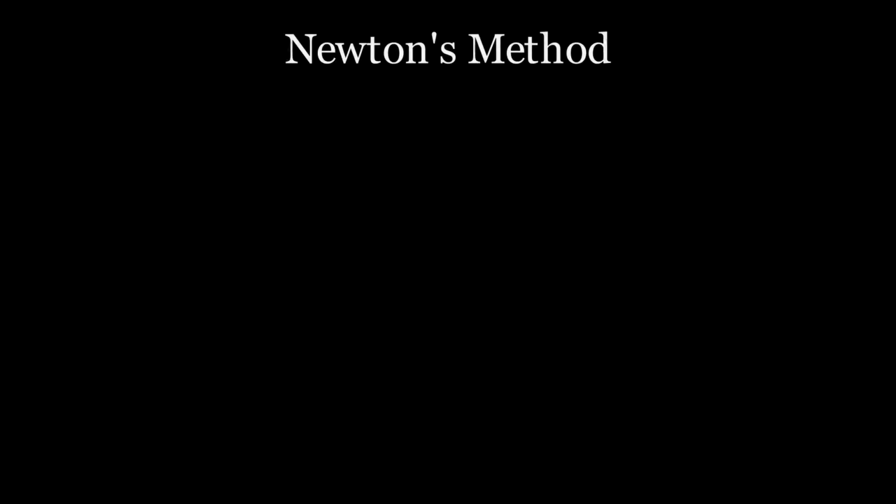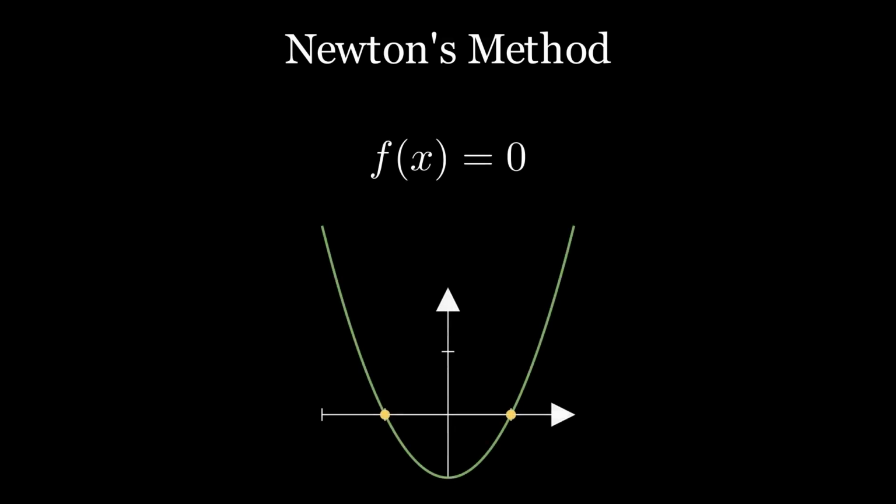Newton's method is not covered on the AP exam, so feel free to skip this if you want, but it's one of the greatest applications of calculus, so we're going to cover it. Newton's method is used to find zeros of a function. You can think of it as the x-intercepts of the graph.